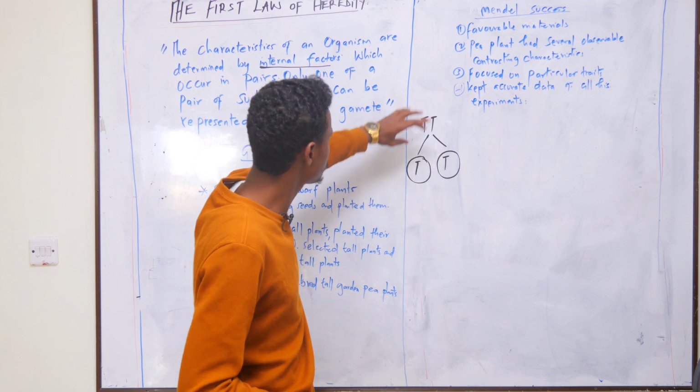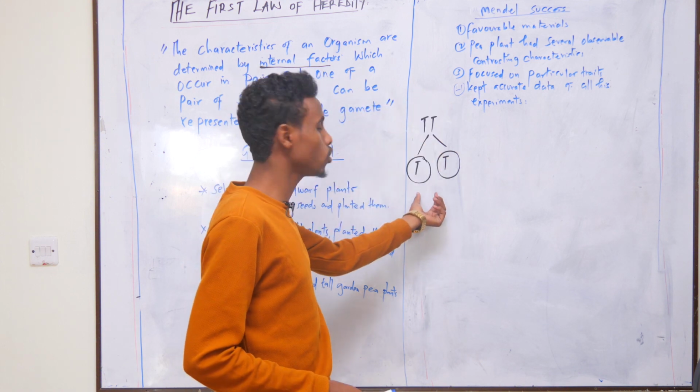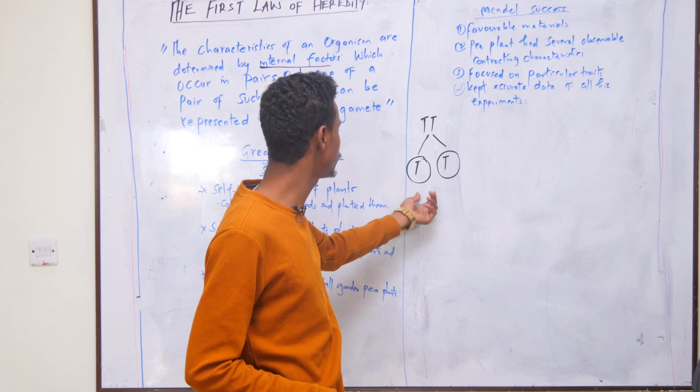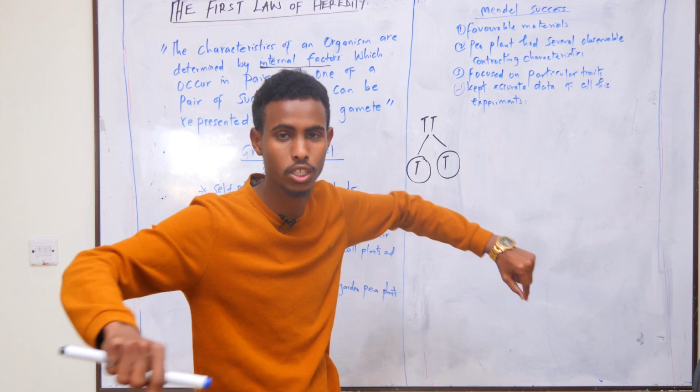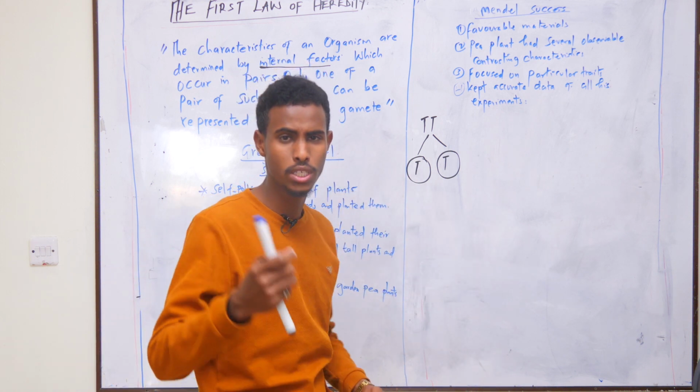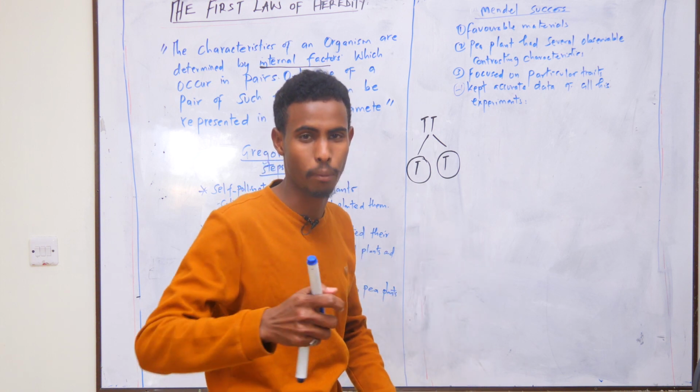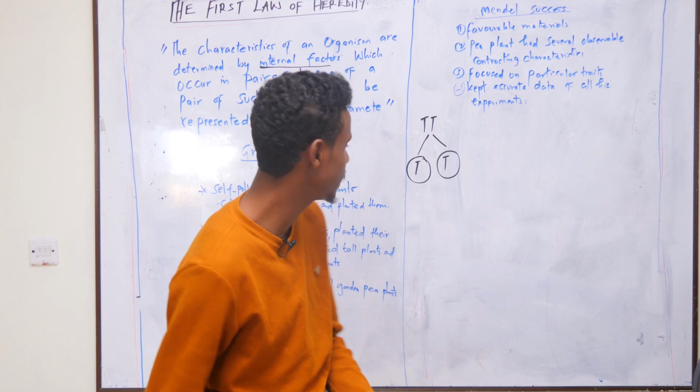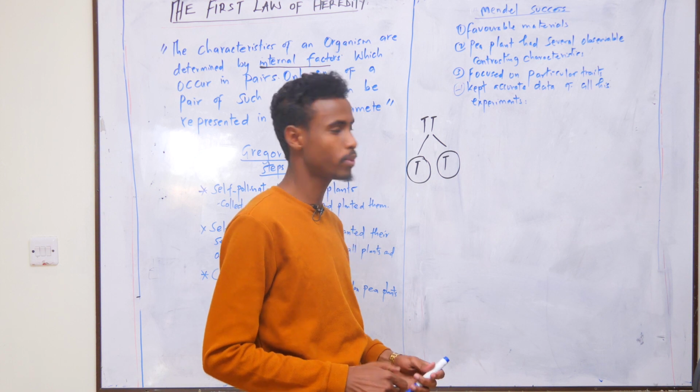And again, this pair, for it to undergo the process of fertilization or rather fusion, has to segregate into different gametes. And therefore we say one of such a pair can only be represented in a single gamete. Hope that is very clear.